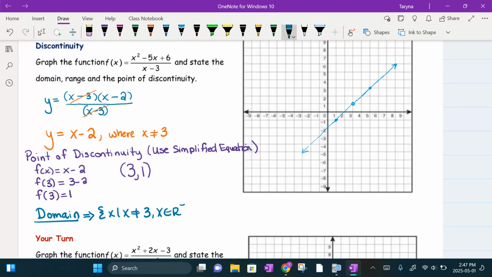And then my range, do I have a restriction on y? Yeah, it's the 1, right? Because I can't put 3 in, therefore I can't get a 1 out. So your point of discontinuity, that point is always restrictions on x and y. Okay, so even if I don't ask for the point of discontinuity and I ask you to graph it, if I ask for range, you have to do the output of your point of discontinuity. That's always part of your y not.